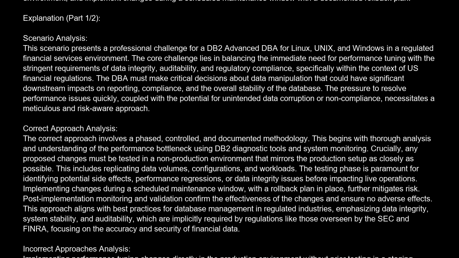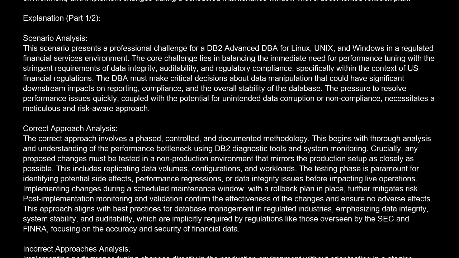Explanation. Scenario analysis. This scenario presents a professional challenge for a DB2 advanced DBA for Linux, UNIX, and Windows in a regulated financial services environment. The core challenge lies in balancing the immediate need for performance tuning with the stringent requirements of data integrity, auditability, and regulatory compliance, specifically within the context of U.S. financial regulations. The DBA must make critical decisions about data manipulation that could have significant downstream impacts on reporting, compliance, and the overall stability of the database.